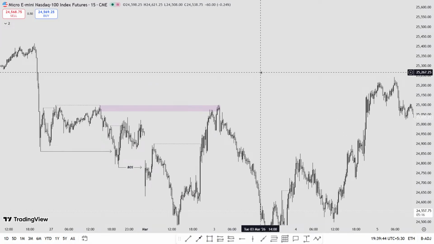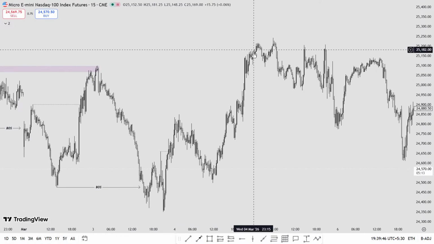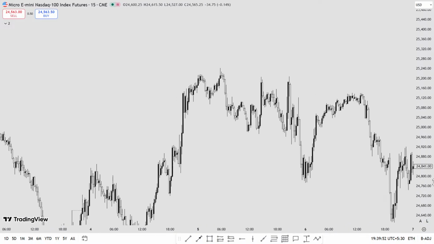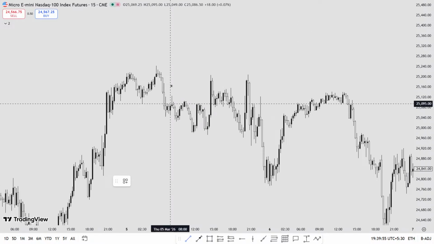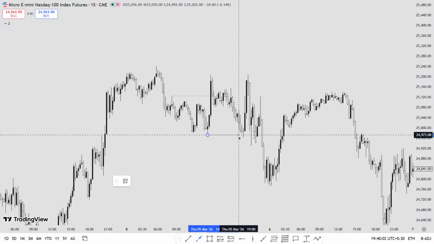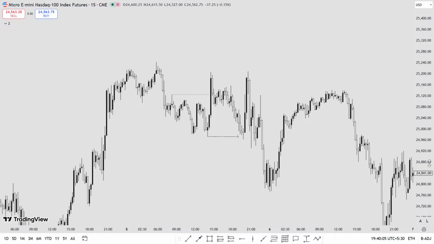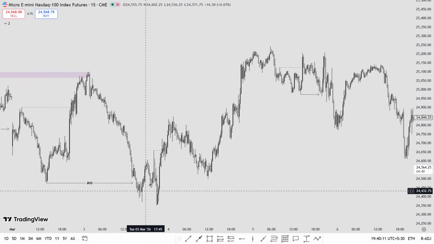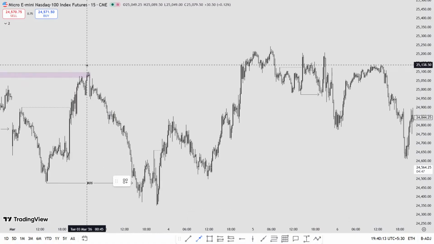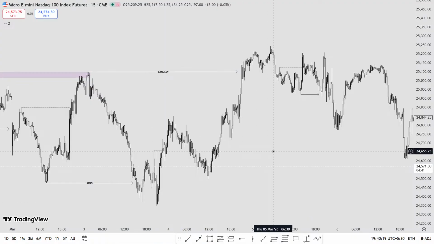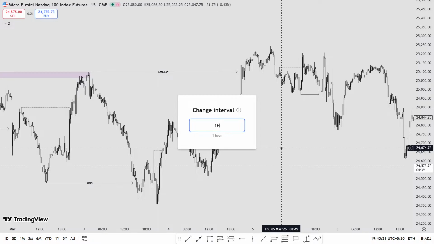So there was some imbalances over there. So market came to fill these ones, then again created a structure. Yep, with this one. So basically, marking structure on lower time frame is kind of difficult because market sometimes creates big moves like this one, as you can see. So sometimes we call this a 15-minute change of character, but it's not change of character on a higher time frame.